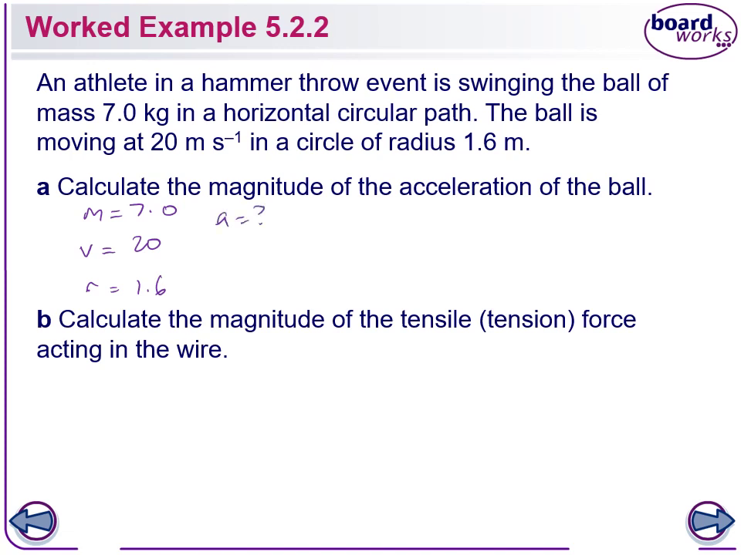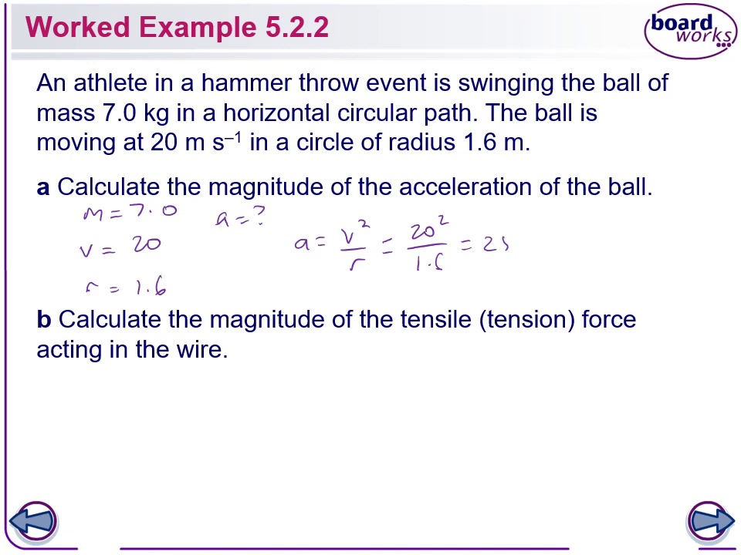So what we can do, if we have all of these variables that we're using, if we look back on our previous slide, we can see which formula we need to use. We want to find a, we have v and r, so therefore we can use a equals v squared on r. So our v is going to be 20 squared on 1.6. What is that going to be? Yeah, 400 on 1.6? 250.